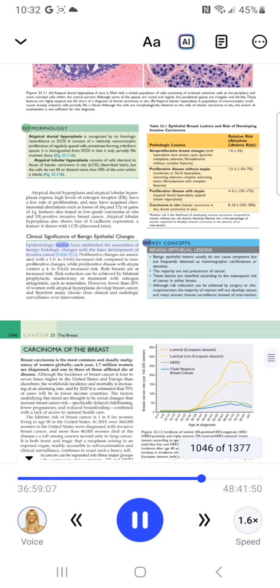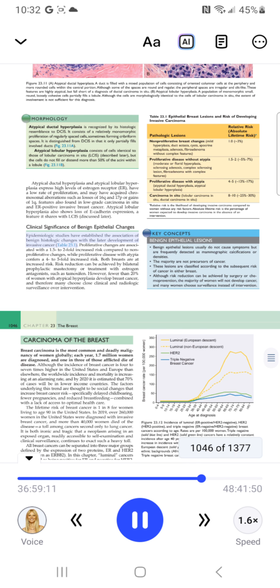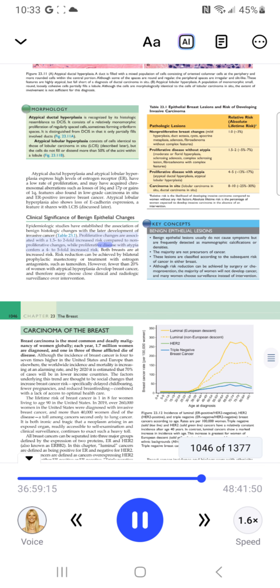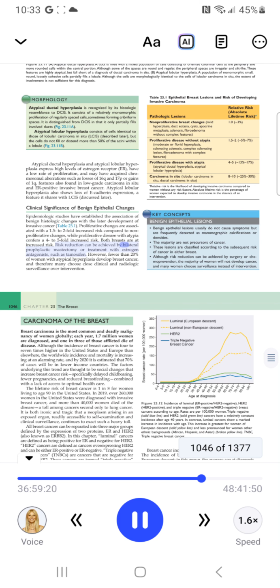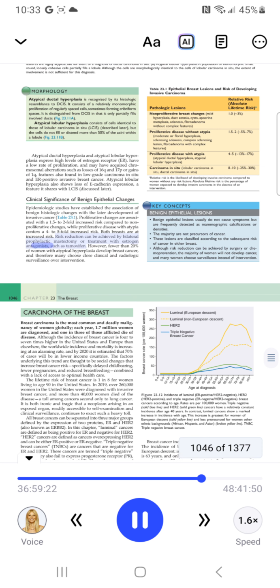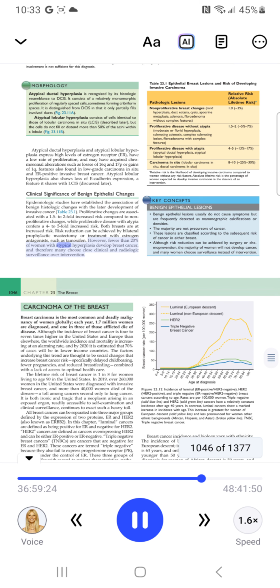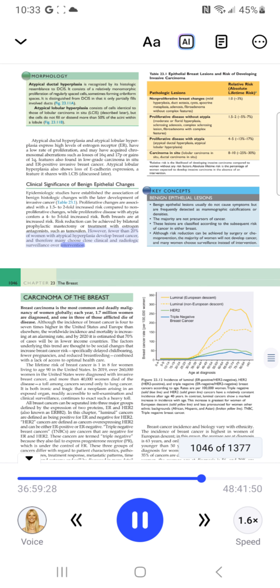Epidemiologic studies have established the association of benign histologic changes with the later development of invasive cancer, Table 23.1. Proliferative changes are associated with a 1.5 to 2-fold increased risk compared to non-proliferative changes, while proliferative disease with atypia confers a 4 to 5-fold increased risk. Both breasts are at increased risk. Risk reduction can be achieved by bilateral prophylactic mastectomy or treatment with estrogen antagonists, such as tamoxifen. However, fewer than 20% of women with atypical hyperplasia develop breast cancer, and therefore many choose close clinical and radiologic surveillance over intervention. Epithelial.